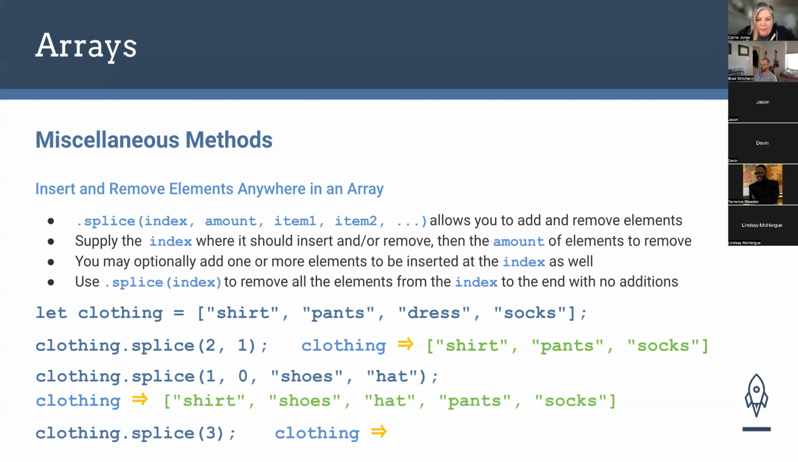Okay, and this brings me to the last bullet point up here. You can use splice with just the index if you want to remove the elements all the way from the index to the end with no additions. So if I did clothing.splice 3, what would I get? Shirt, shoes, hat. Yep, got it.